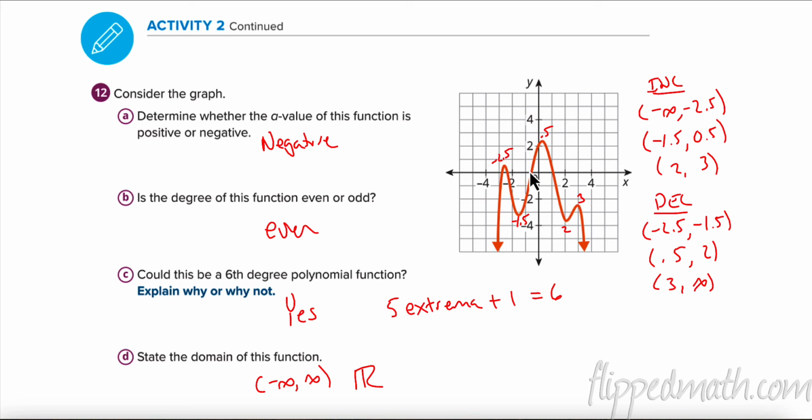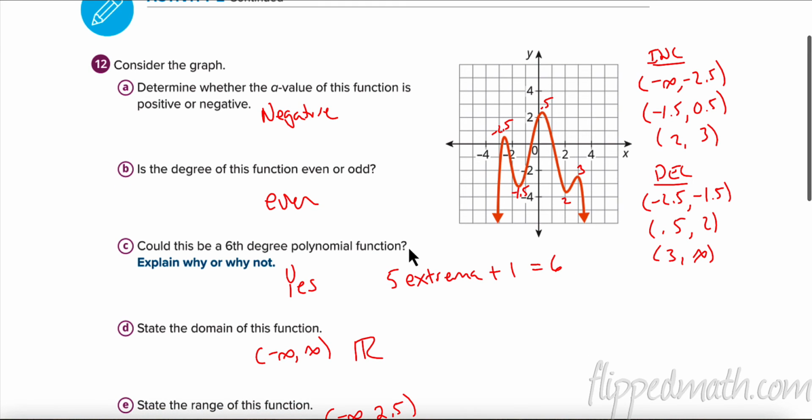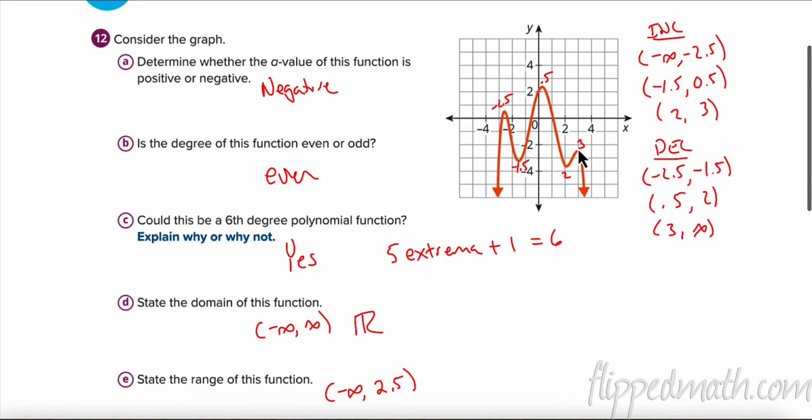Well, I have 1, 2, 3, 4 zeros, so it could be a 4th degree. If it can be a 4th degree, it can be more. Let's look at the number of extrema. 1, 2, 3, 4, 5 extrema plus 1 more. Could be 6. All right. State the domain. It goes forever to the left, forever to the right. That means it's all real numbers. The range, though, goes from negative infinity to right about here. I called it 2.5. Again, an approximate.